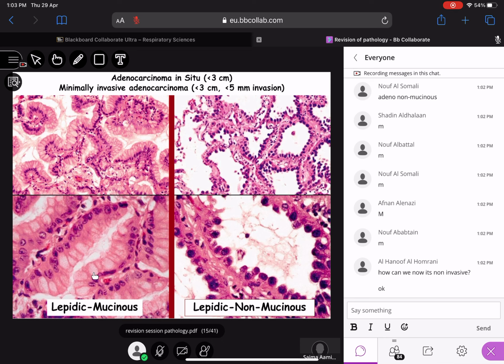So if there is some specifier in the stem, then go for the specific thing, that it's minimally invasive, or if it is written that this tumor had an invasion of say 8 millimeters, then you will go for invasive adenocarcinoma, not even minimally invasive. If there is no specifier, with this biopsy you can go for adenocarcinoma in situ. As you can see, the spread is along the alveolar septa only.